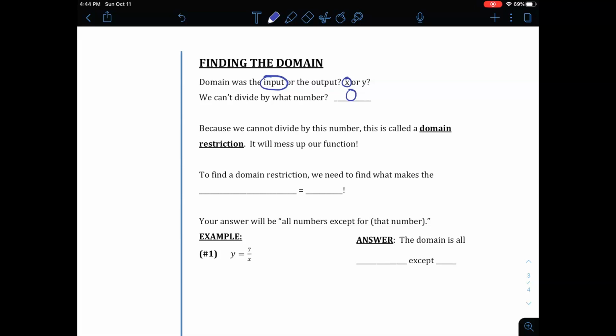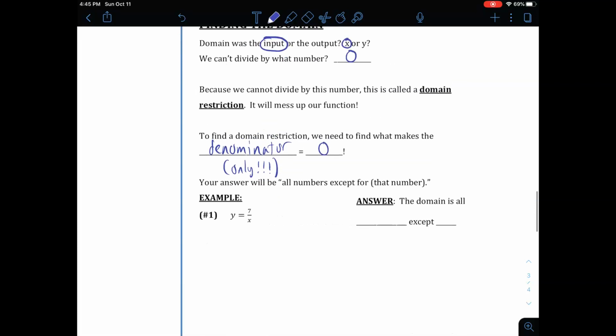Because we cannot divide by this number, this is called a domain restriction, and it will mess up our function. All right? To find a domain restriction, we need to find what makes the denominator only, I'm going to put only down here with 3 exclamation points, only the denominator equal to 0. Okay?